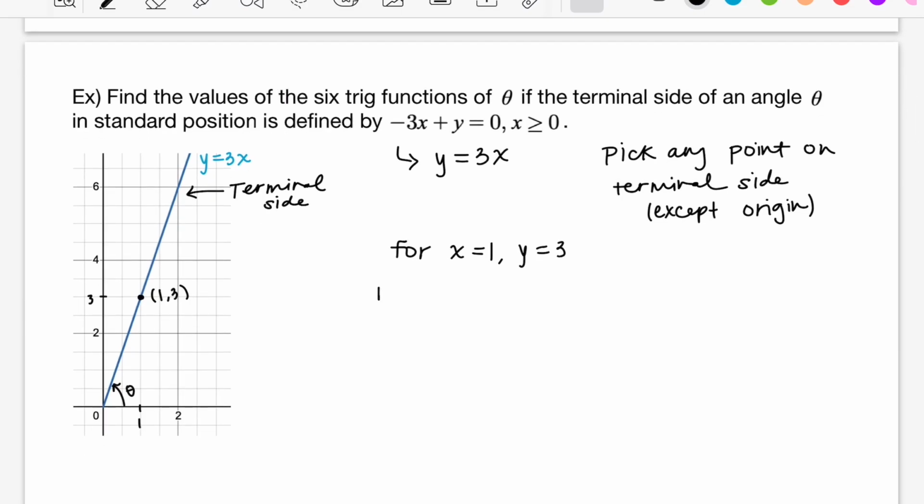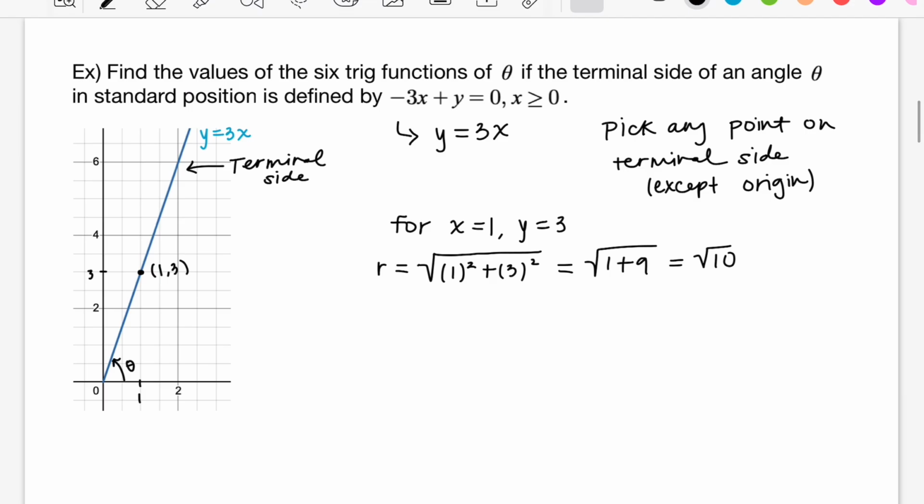With this information, we can then find our value for r. We know that this is going to be the square root of our x squared, which is 1, plus our y squared, which is 3 squared. Doing so, we'll get the square root of 1 plus 9, which will be the square root of 10. So now we can find the values for our 6 trig functions.